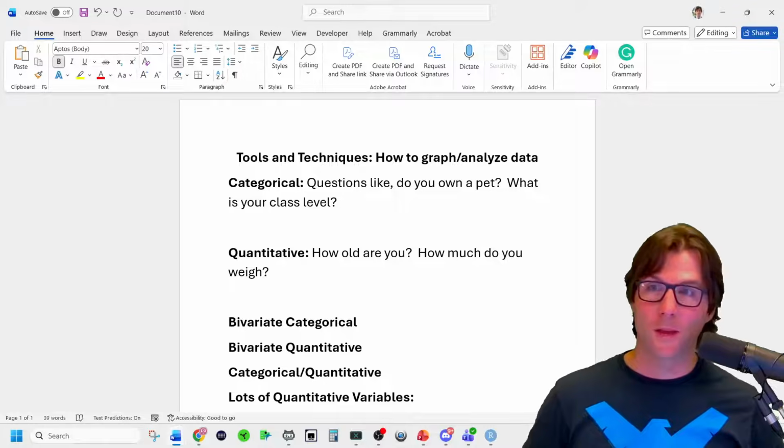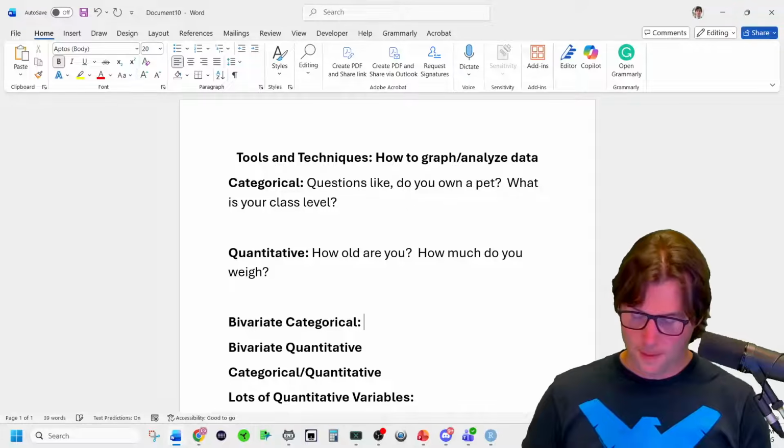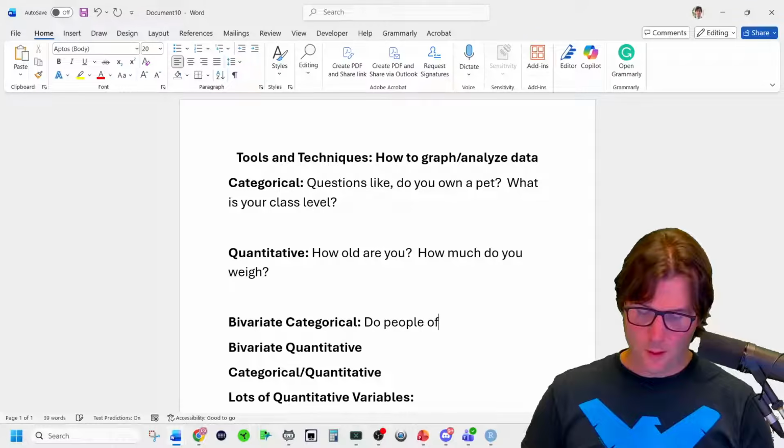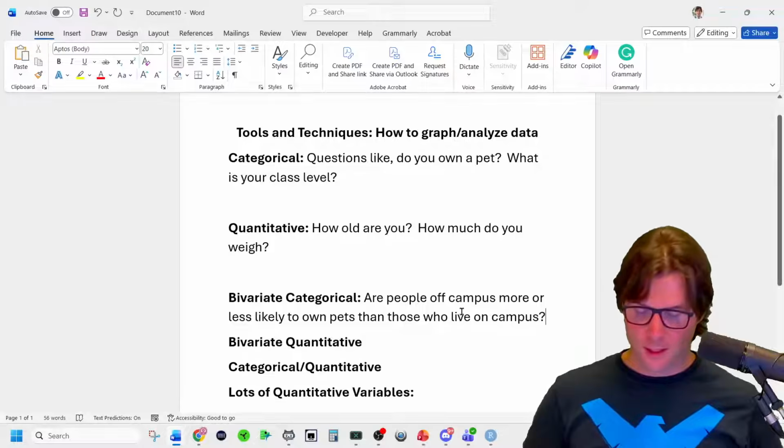Trying to publish something on that. Woo! So we have here bivariate categorical, which is going to be like, are people off campus more or less likely to own pets than those who live on campus? That would be a bivariate categorical question.